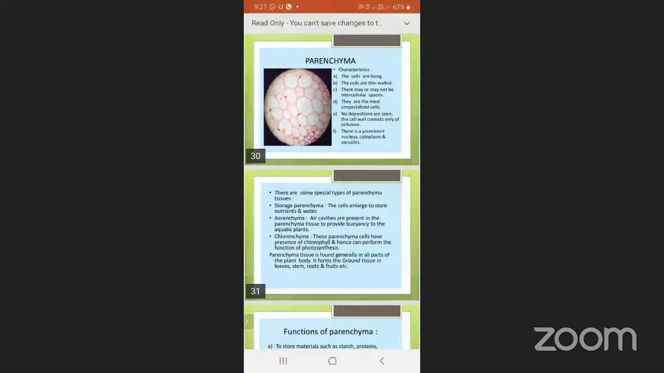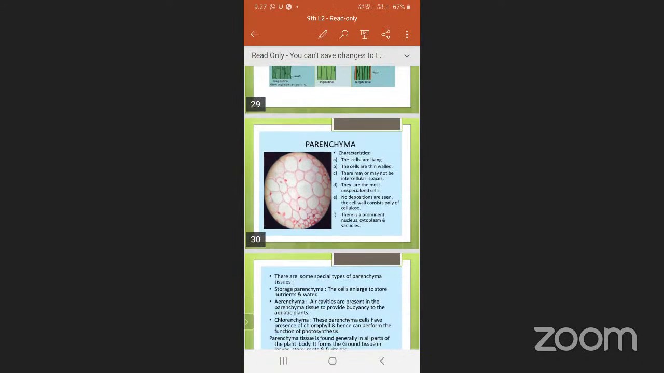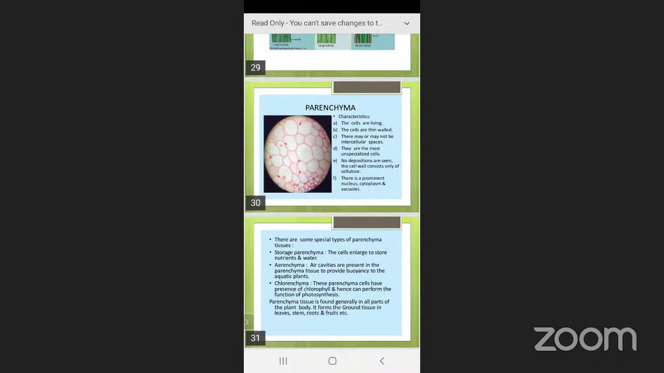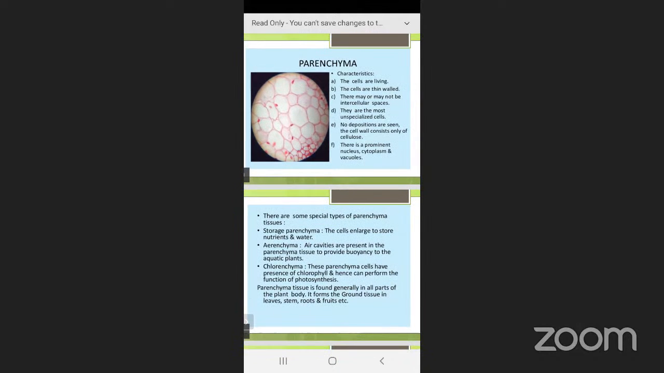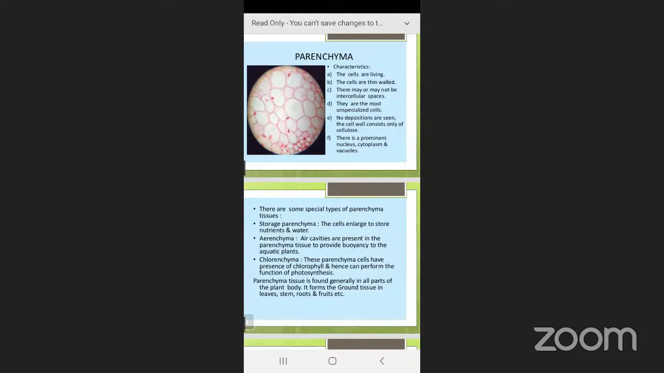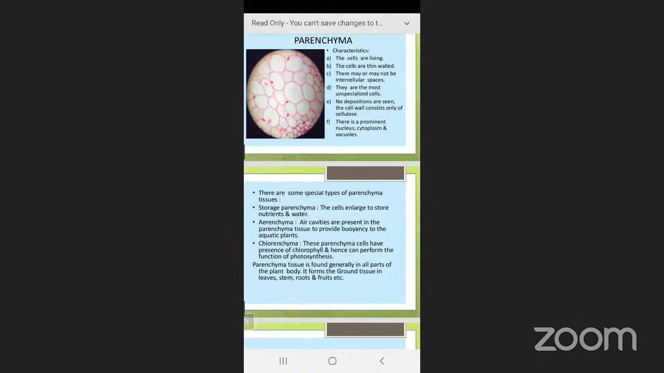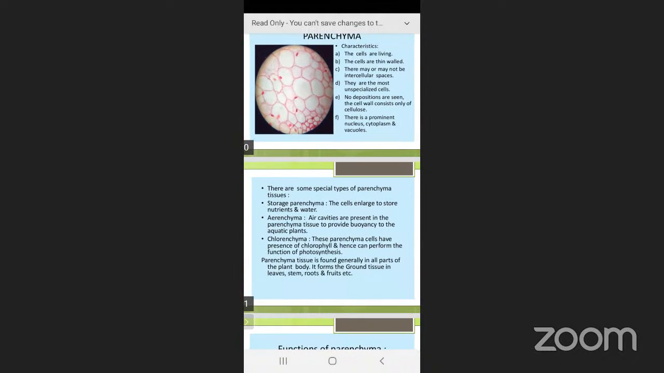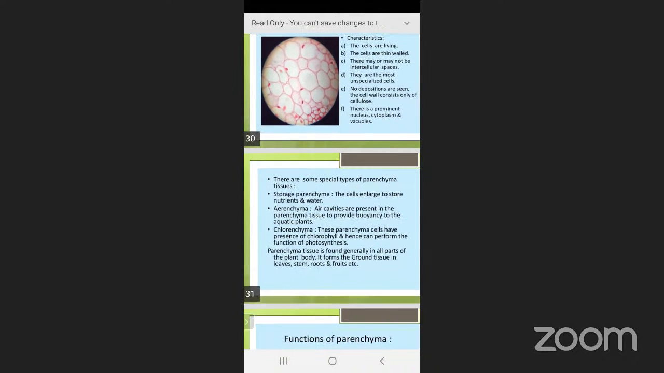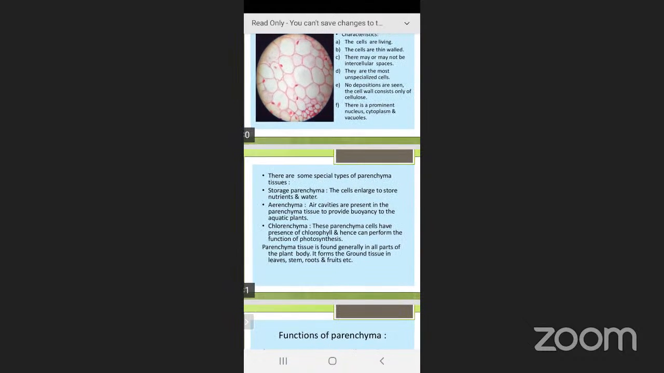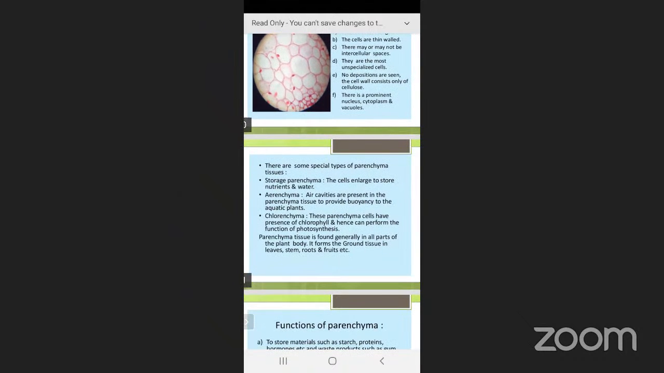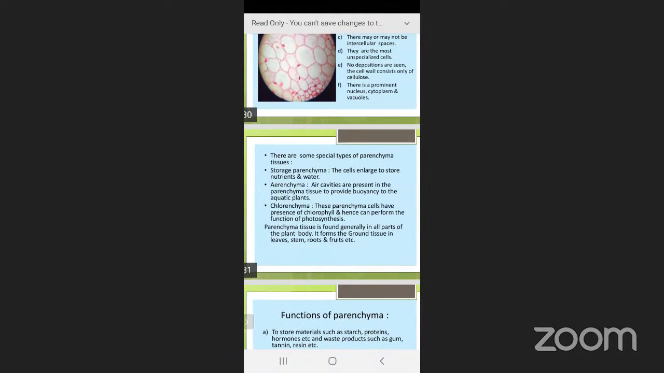Next, here once again we have some characteristics of parenchyma. You can recall once again. The cells are living. The cells are thin-walled. There may or may not be intercellular spaces. They are the most unspecialized cells. No depositions are seen. The cell wall consists only of cellulose. There is a prominent nucleus, cytoplasm, and vacuoles.